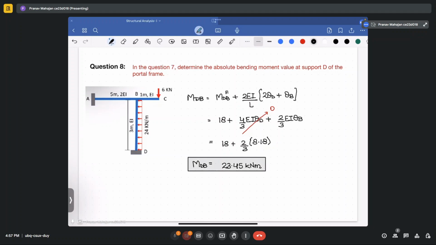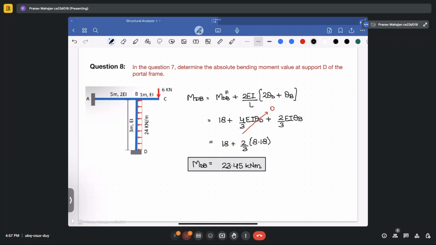Okay, so you have got the value. So if you are required to determine the bending moment diagram, that also you can do. You have the equation for AB also. Substitute the value of EI theta B in that, and then you will get to know the value of MAB. MBA you already know. Then M theta, BD and DB you have calculated.